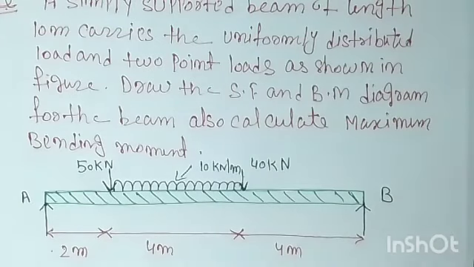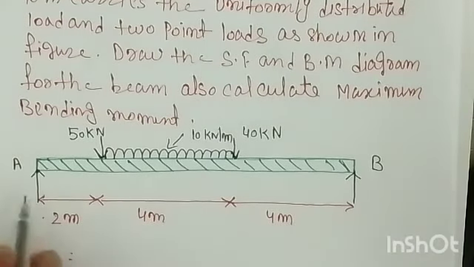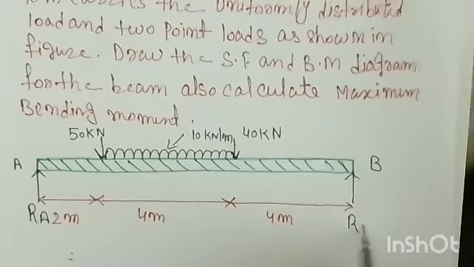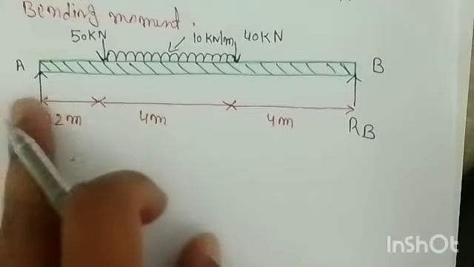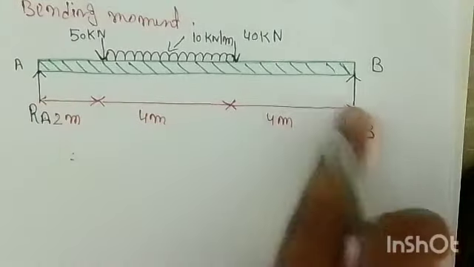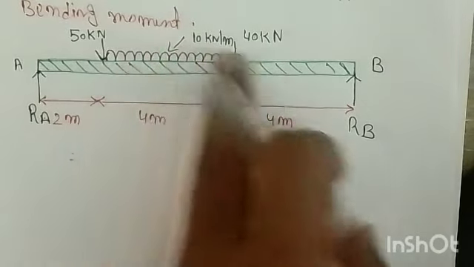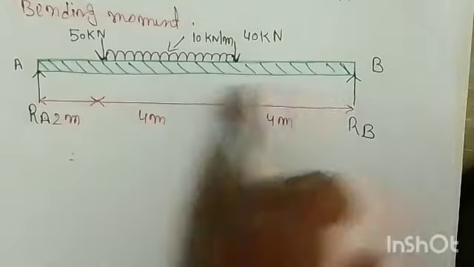Whenever a simply supported beam problem is given, you need to find out the reactions, that is RA and RB. So let's do that. Here you can see the reaction at A is RA and the reaction at B is RB. Simply you can use the equilibrium condition: RA and RB are acting upward, and 50 kilonewton, 40 kilonewton and the UDL are acting downward. So the sum of these forces should be equal to the sum of the reactions.